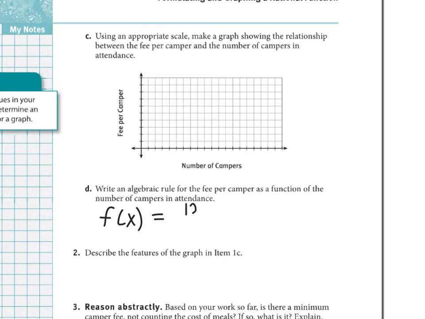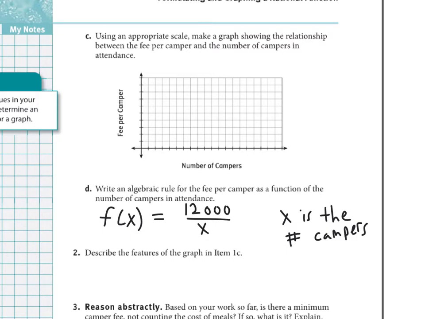Remember, we were taking the 12,000 and dividing it by x. And again, x is the number of campers. So however many campers there were, we were just taking the 12,000 and dividing it by x. So the y value, or the f of x, is 12,000 over x.